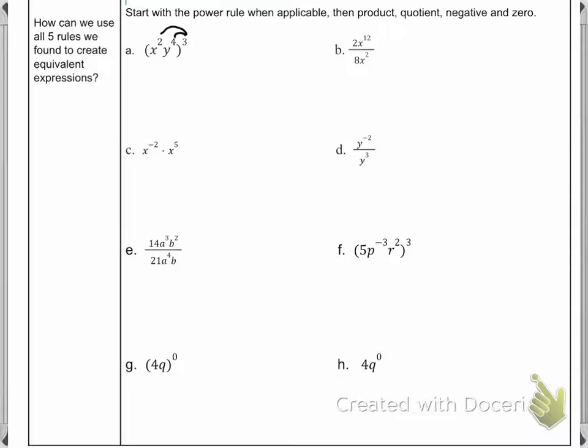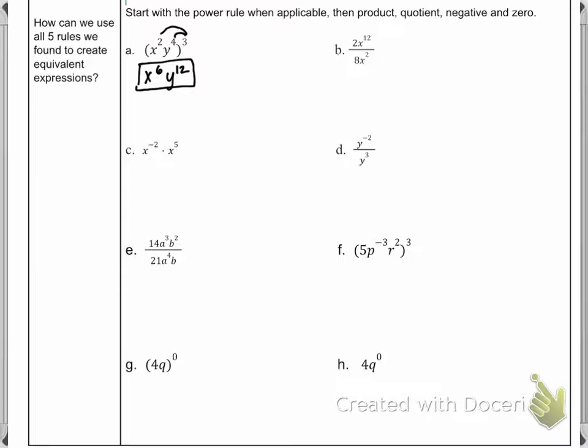First one, letter A. Starts with the power rule, and in fact, that's all you have to do. So I'm remembering yesterday, you take that 3 on the outside of the parentheses and distribute it with multiplication into all of the exponents that are in there. So that's going to turn into x to the 6th and y to the 12th, multiplying 2 times 3 and 4 times 3. Nothing else you can combine there, so that is as simple as that goes.